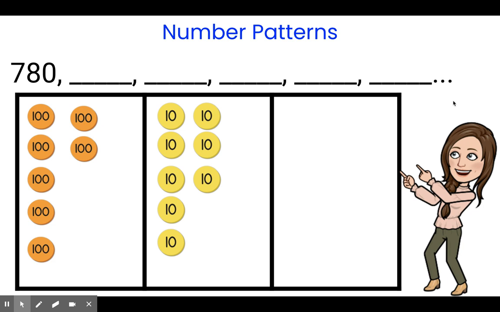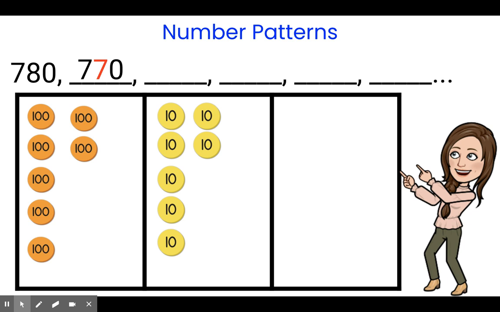Here I have represented the number 780. 7 groups of 100, 8 tens, and no additional ones. I want you to watch closely as I take away a 10 place value disc. Don't blink. Watch closely. Gone. Now what number have I represented in my place value chart? I have 7 hundreds and 7 tens. That's right, it's the number 770.